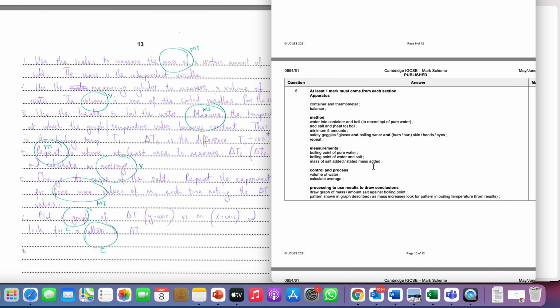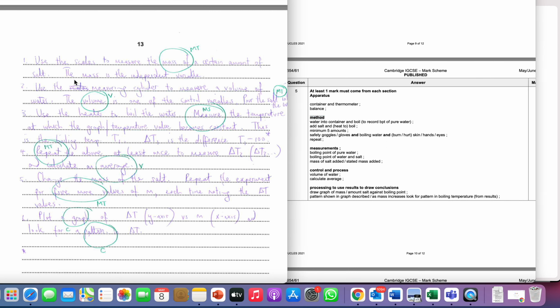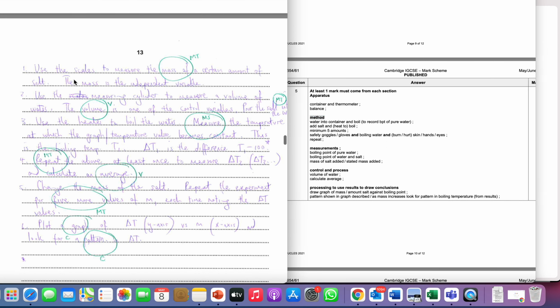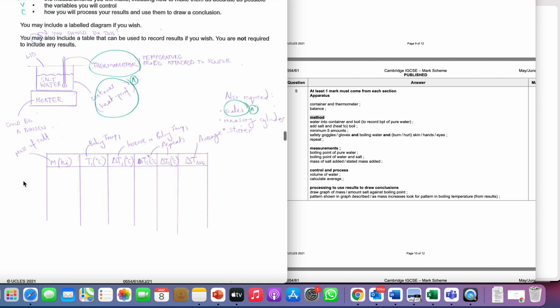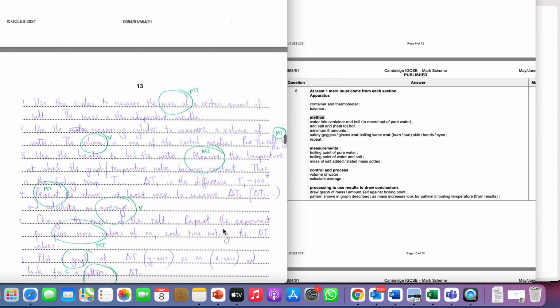Now, if you wanted to, you could just try and write down these titles: method, measurements, control, process, and then processing, and then apparatus, and then try and tick off a mark for each of those. Okay, I like doing it in a more natural way, which is writing down a method and also including a little table to show how I would do things. Up to you. It really depends on how much time you have in the exam.